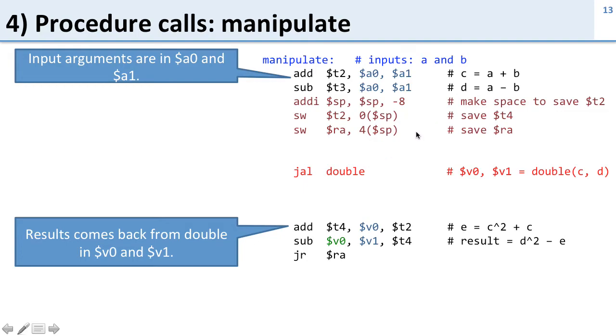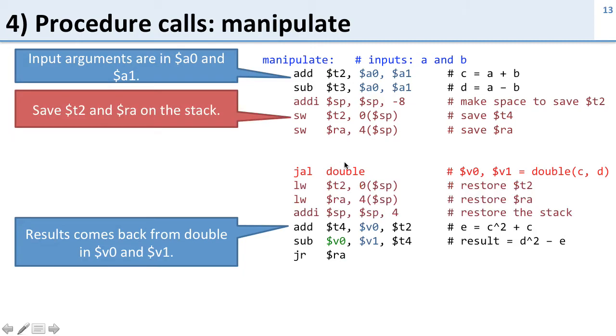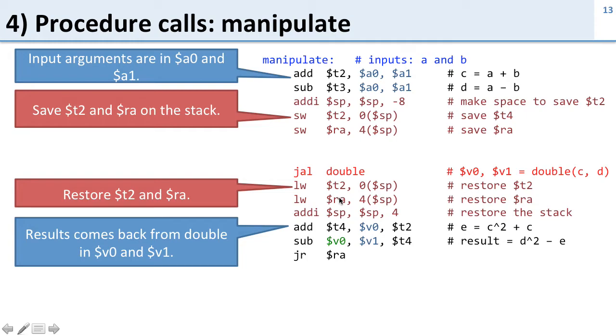Now we need to save some stuff here. So we need to save two things. We need to save T2, because we've used it here before the call to double, and we use it after the call to double. And we need to save RA, because when we jumped into this procedure, RA was where we need to jump back to. But when we jump into double, RA is going to be set to jumping back to here. So this jump return here needs to get the right value, the value before we did this jump and link. So we need to save RA on the stack, and then when we're done, we need to pop RA back off the stack so that we return to the right place.